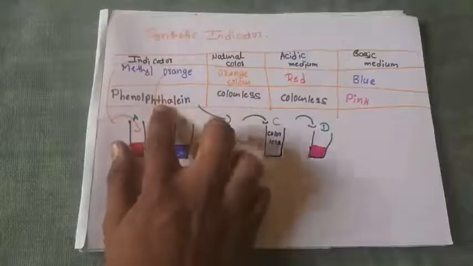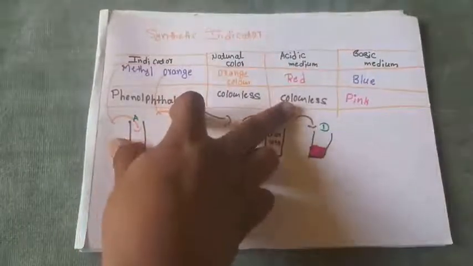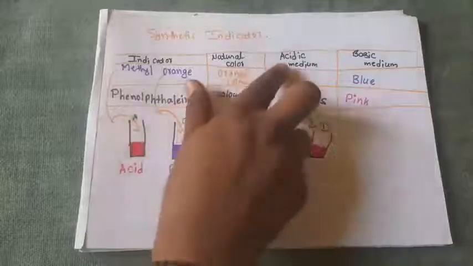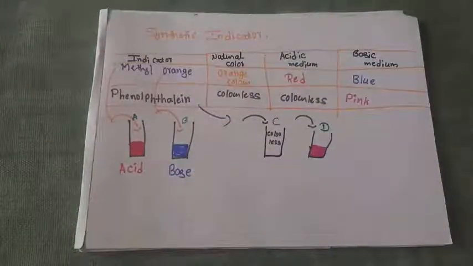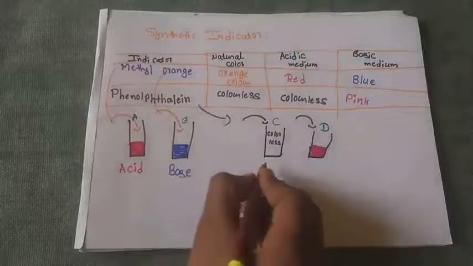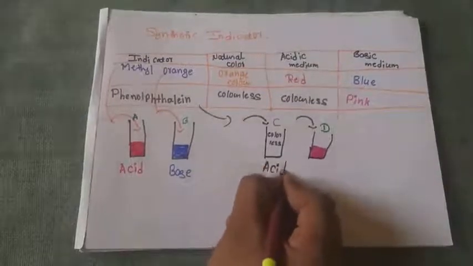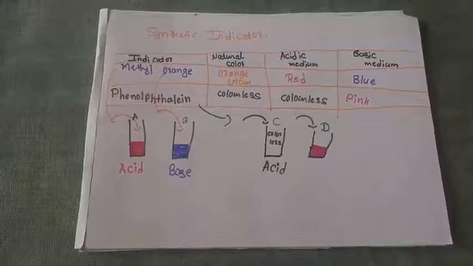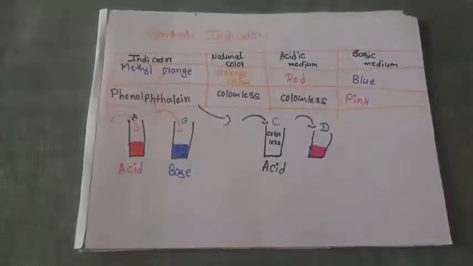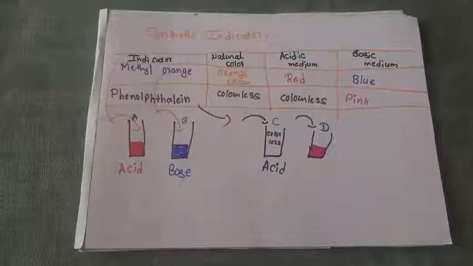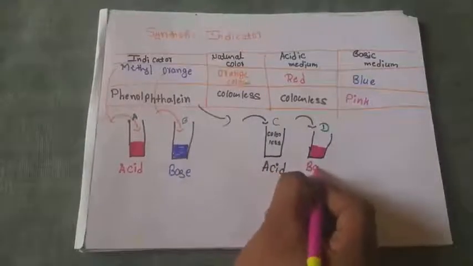After adding phenolphthalein, if the medium is colorless, it is an acidic medium. Because of that, test tube C contains acid. Then observe this one. After adding phenolphthalein, if it is pink, it is in the basic medium. Because of that, test tube D contains base.